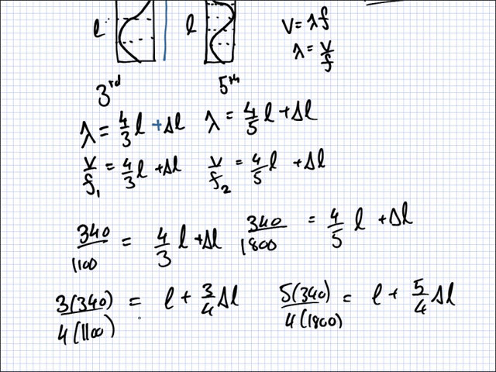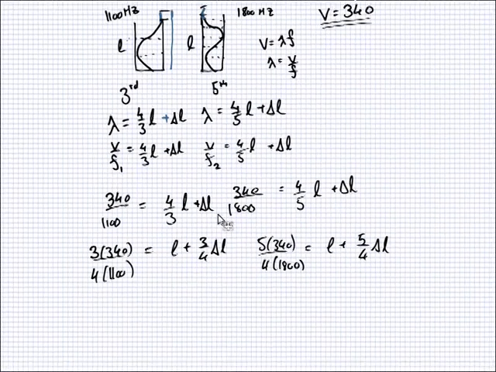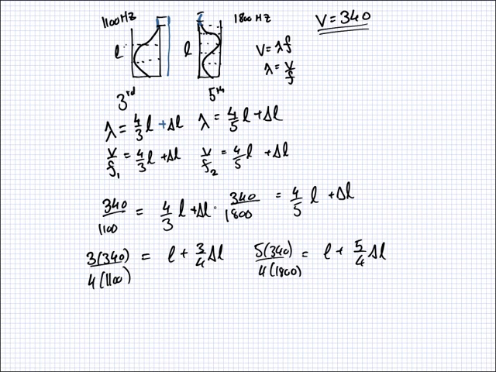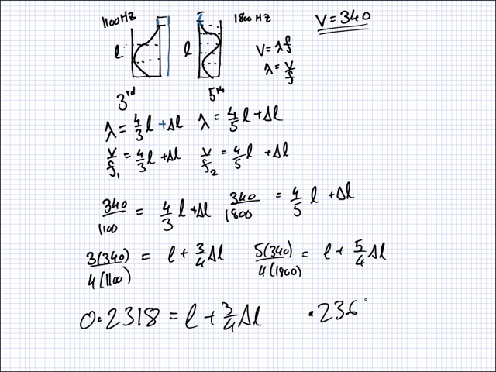Can somebody give me those two numbers? Is the error the same for the two? Oh yeah, it's the same pipe. First one is 0.2318, equals L plus 3/4 delta L. And then the second one, please. 0.2361. That's equal to L plus 5/4 delta L.